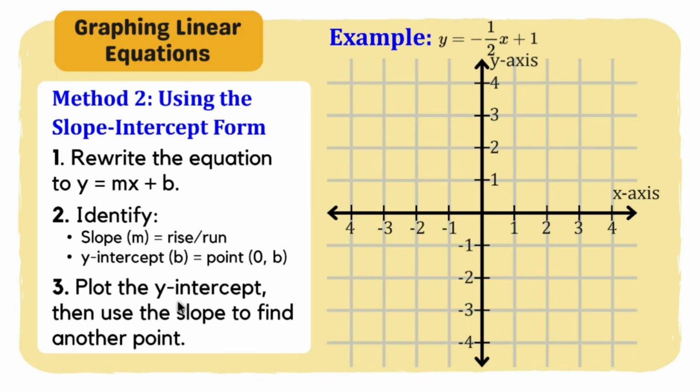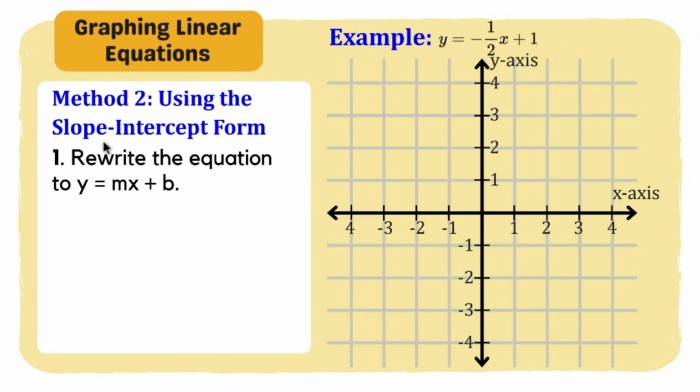Step 3 is to plot the y-intercept, then use the slope to find another point. Okay, so let's proceed to step 1. So ulitin natin, rewrite the equation to y is equal to mx plus b. Let's go back to our equation. Since itong equation natin ay naka-slope-intercept form na po siya, no need to transform.